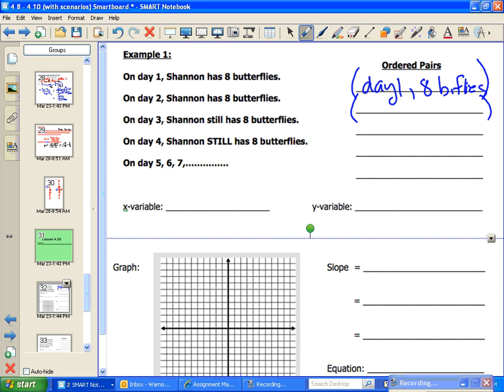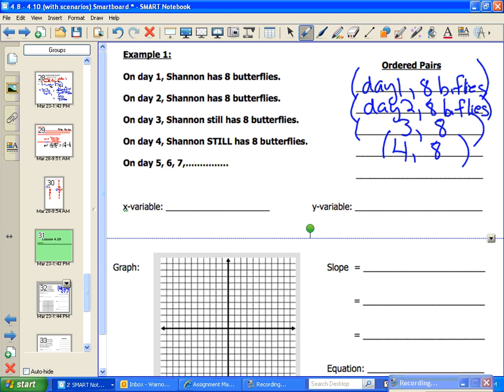On day 2, Shannon has 8 butterflies. Tara, ordered pair. Day 2, 8 butterflies. Okay. On day 3, Shannon still has 8 butterflies. Ordered pair, David? Ordered pair. Come on. Okay, I'm going to stop writing days in butterflies. 3, 8. On day 4, Shannon still has 8 butterflies. Chris, ordered pair. Good. 4, 8.